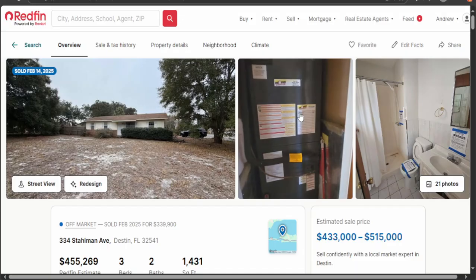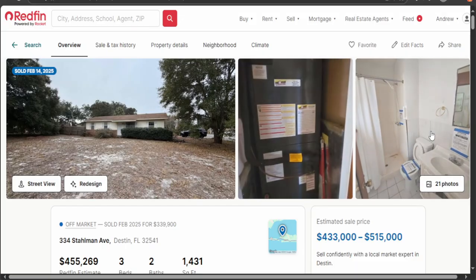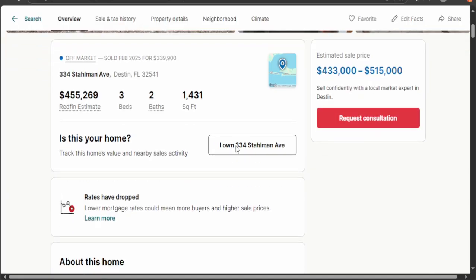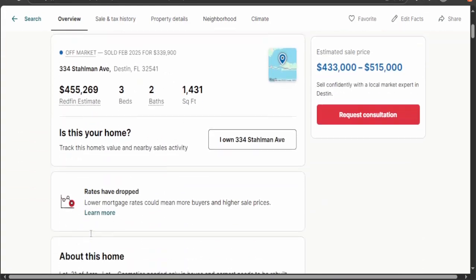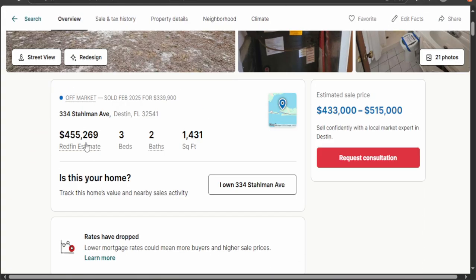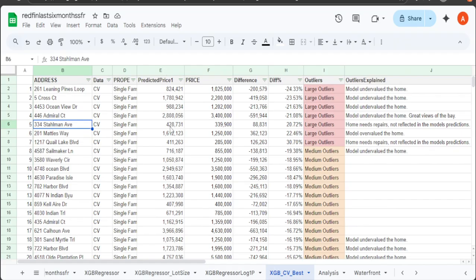And this one's the one that was winterized and needed a new roof. It needed some work done. Cosmetic needed only. So that's why it sold for $359, but the Redfin estimate was $455, and our model was close to the Redfin estimate.